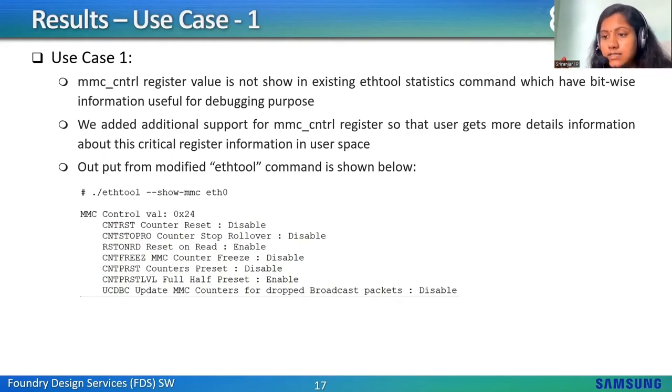As you can see in this slide, this is how the information looks when we give an Ethtool command. We have given the show MMC flag and the device name as eth0. You can see it displays the value of the MMC control register first, and then shows each bitwise information, like whether a particular bit is enabled or not.